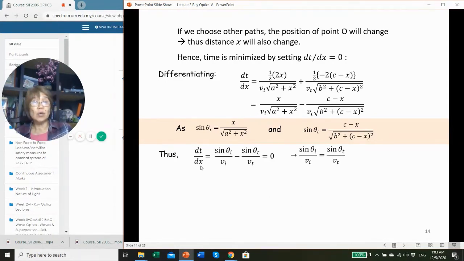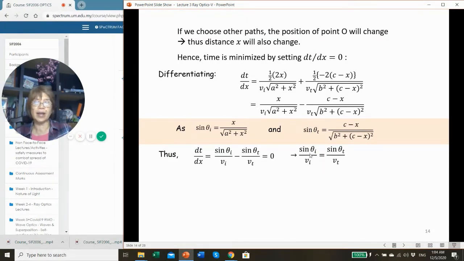So dt over dx would then work out to be, x over this, substitute it with sine theta i over vi, and for this expression we substitute with sine theta t over vt. Equating it to 0, it means that this one will be equal to this. Now we are still not there yet.